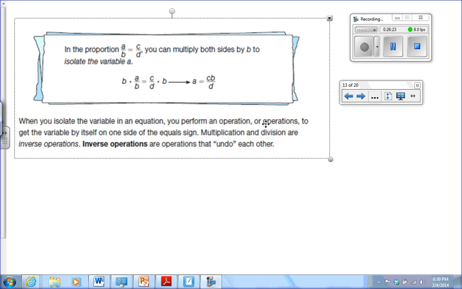We talked a whole lot about that. And basically what you're doing is performing inverse operations, which we've also talked a whole lot about. So in order to undo division, you're going to multiply. In order to undo multiplication, you're going to divide. In order to undo addition, you're going to subtract. In order to undo subtraction, you're just going to simply add.